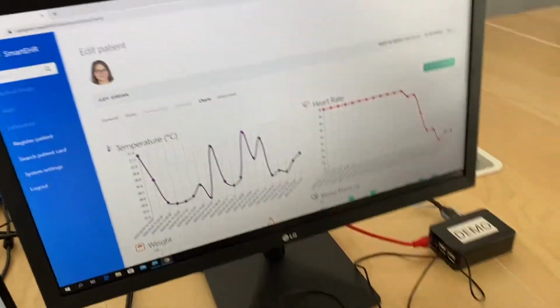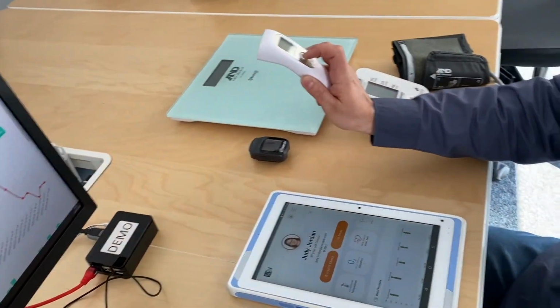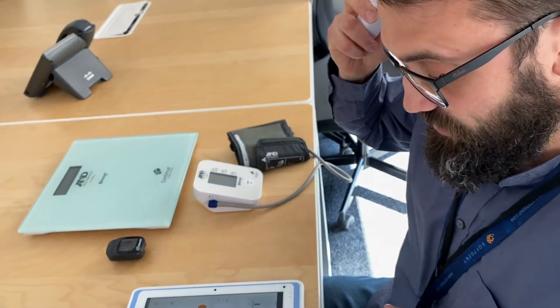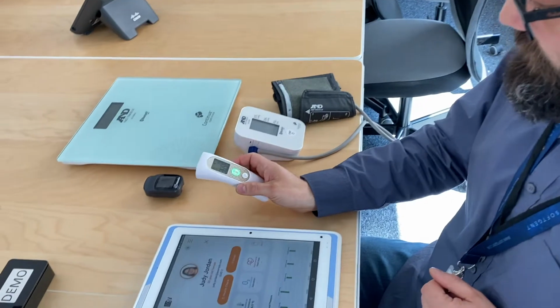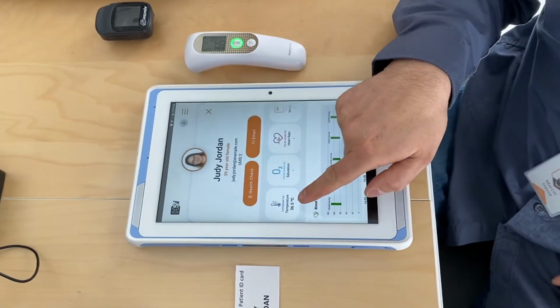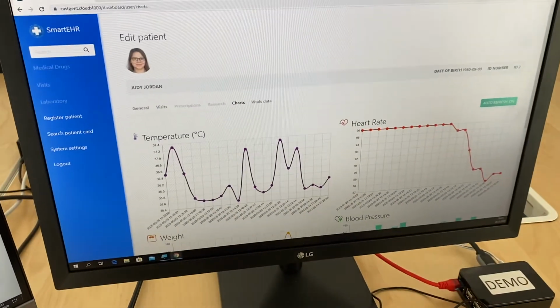We will start with temperature. So it's super easy to do the measure. I will just enable the thermometer and quickly take the measure. And I have 36.5, and right away 36.5 appeared in here, and also 36.5 appeared in this particular application as well.